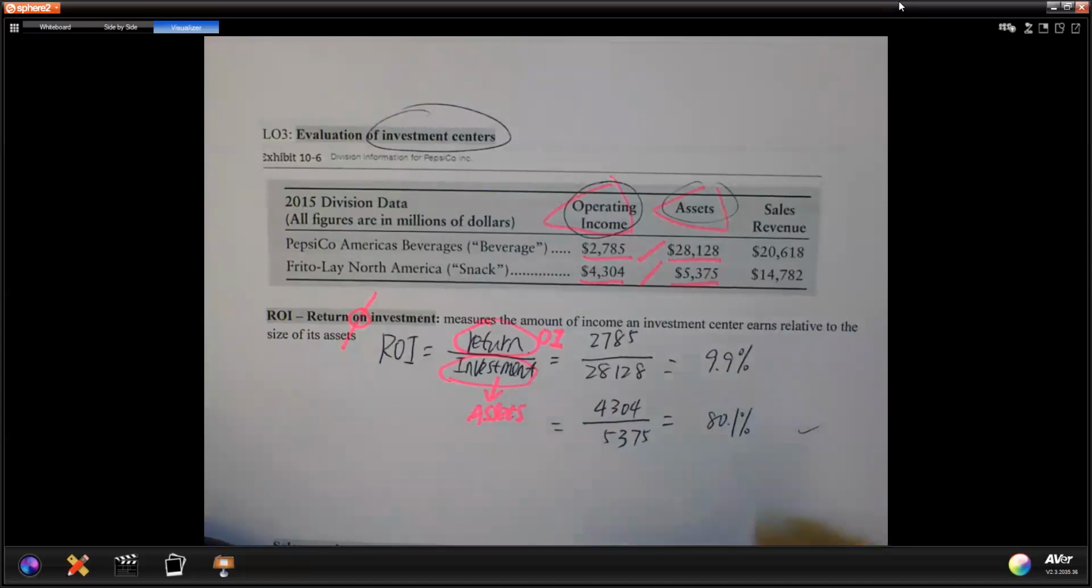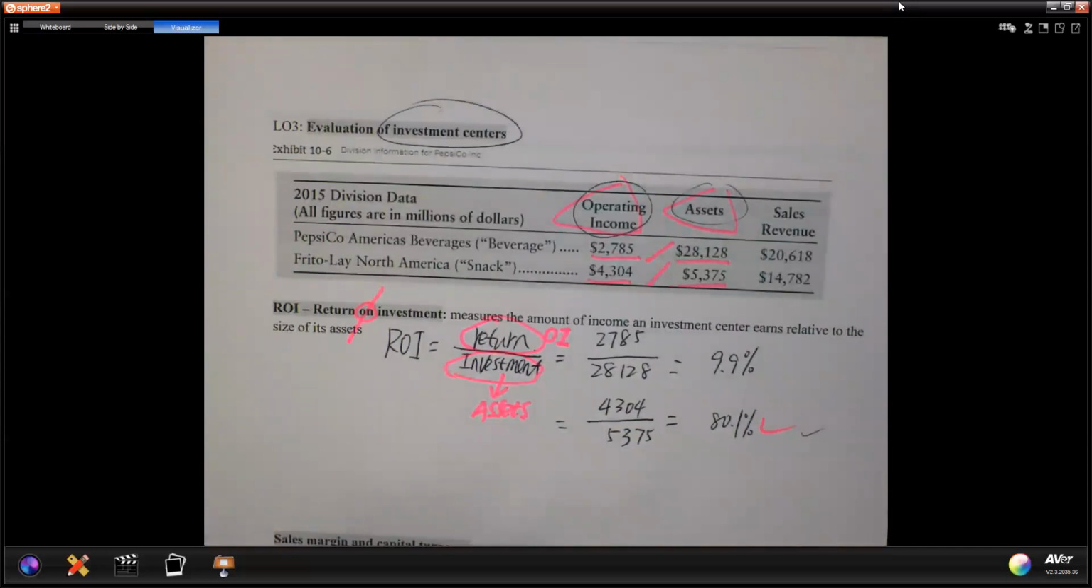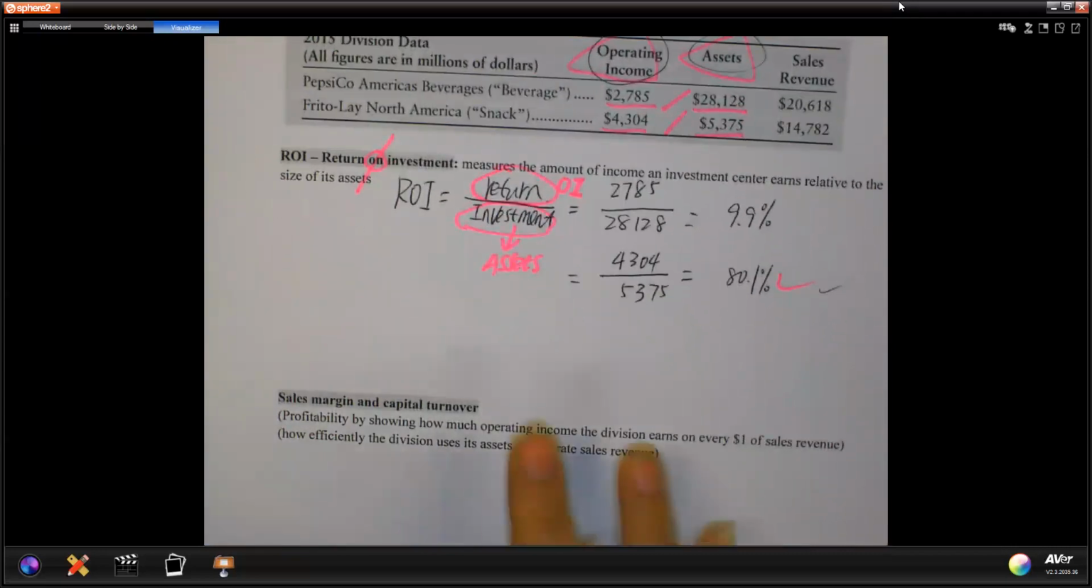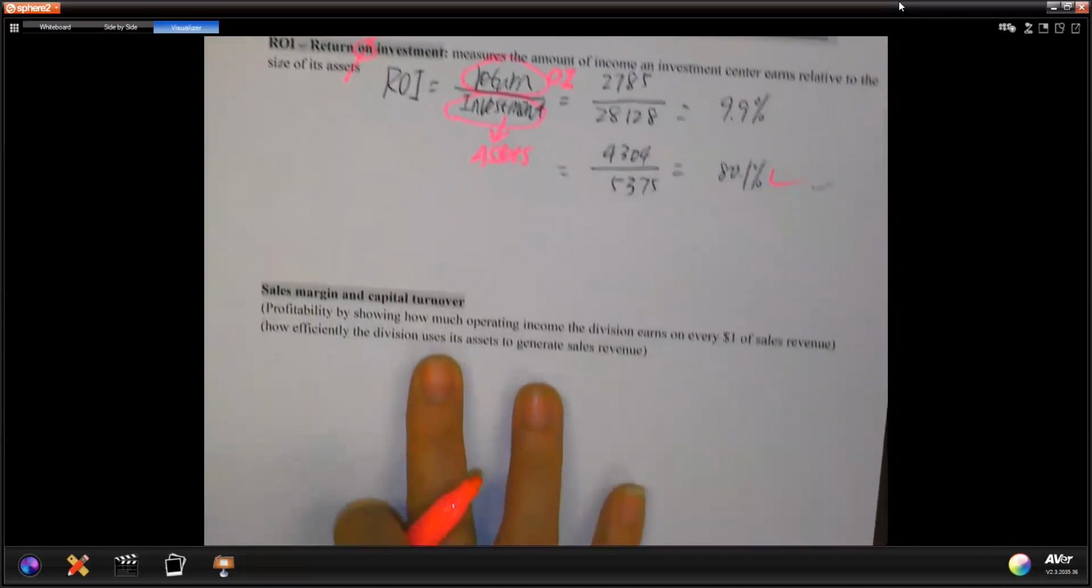We want the number to be larger or smaller. I want to hear your answer. I hope you are saying larger is better. Perfect, right? Larger is better. That means given the same amount of asset, you can generate more return, which is more income. Okay. So we are done for the first one. Oh my goodness, we are so great.